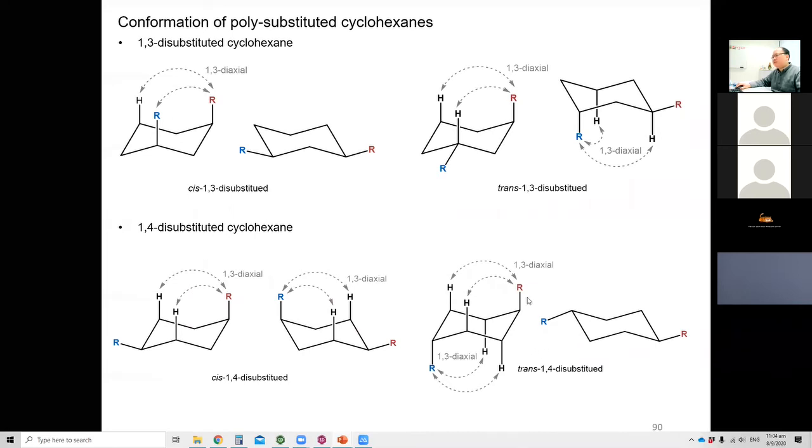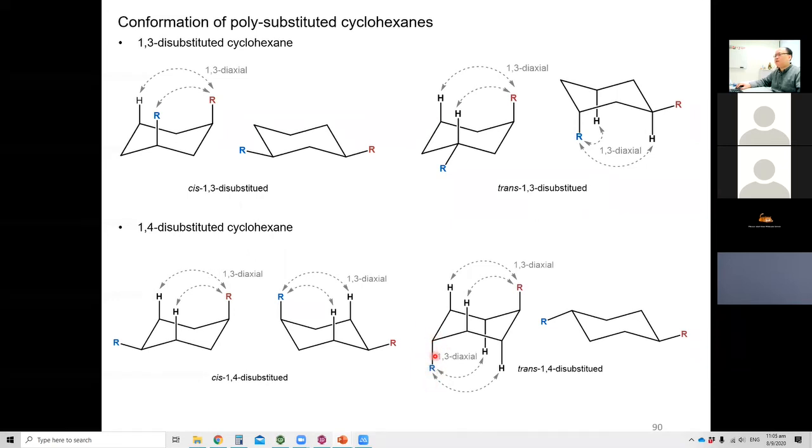If you put the red R on the axial position, you have to put the blue R on the axial too, right? Very congested conformation. We have four pairs of 1,3 diaxial interactions. But if you put the red R on the equatorial, the other R is trans to it, so it's pointing down but also equatorial. So this is totally relaxed. I would say this has a very drastic energy difference between these two chair conformations.